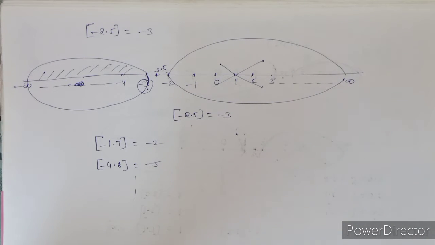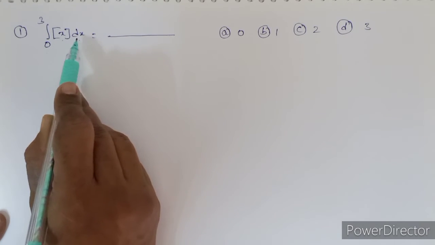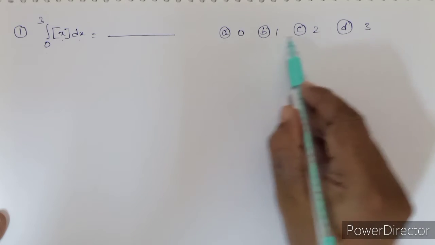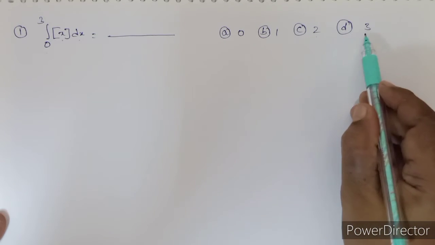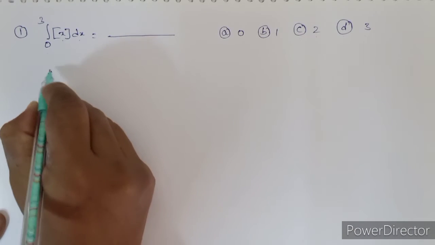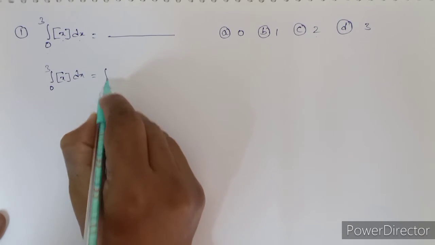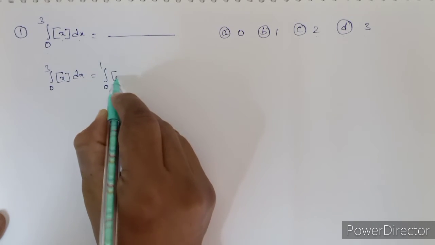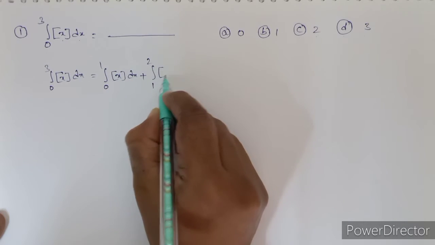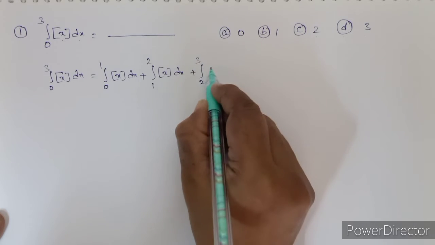Now we'll see some problems. First problem is the integral from 0 to 3 of step x dx. There are 4 options: A 0, B 1, C 2, D 3. We'll see which one is correct. Now we'll take the integral from 0 to 3 of step x dx. We write this integral as the integral from 0 to 1 of step x dx plus the integral from 1 to 2 of step x dx plus the integral from 2 to 3 of step x dx.